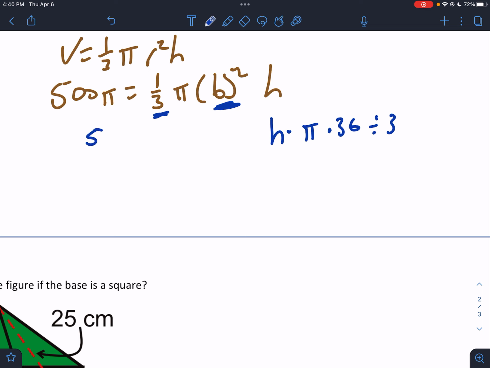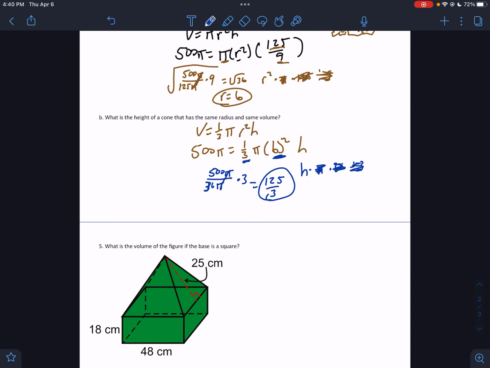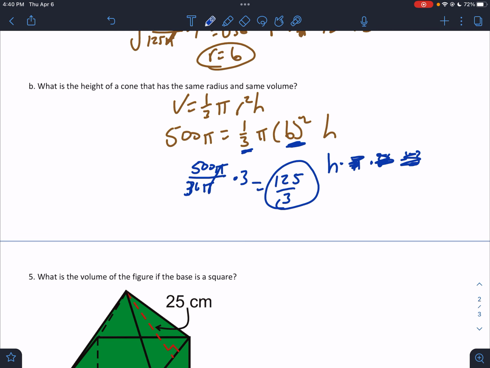So what do we do? If we have 500 pi, we need to divide by pi. That would cancel out. We need to divide by 36. And we need to multiply by 3. And that's our answer, and that's going to reduce to 125 over 3. That would be the height.